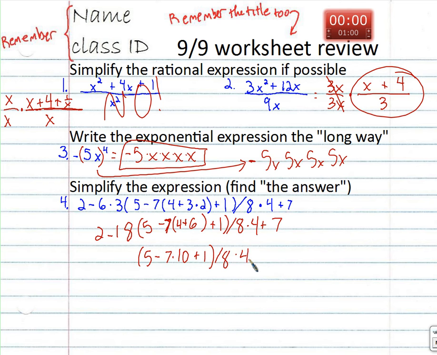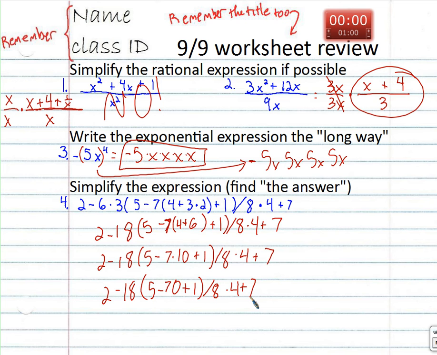8 times 4, 7. 8 there too, all right, negative 18. Now what? 7 times 10, we got that multiplication first. Okay, so we got 70, that's 5 minus 70, plus 1, divided by 8, negative 18, times 4 plus 7.